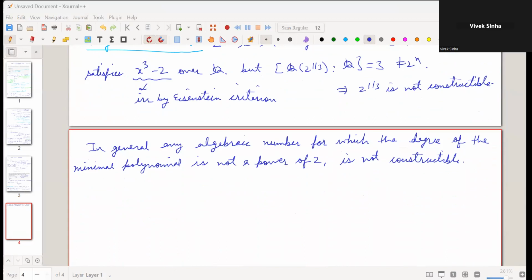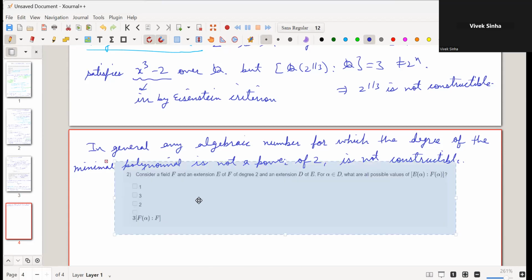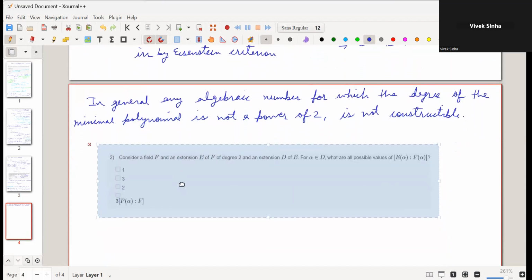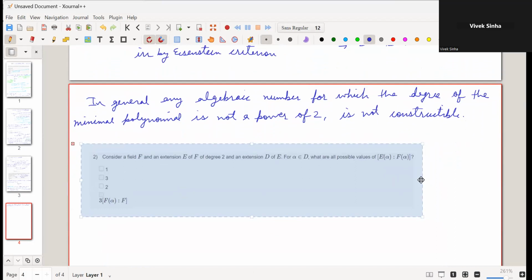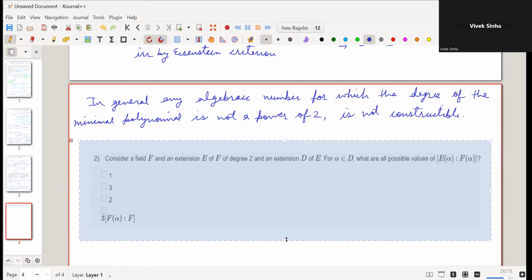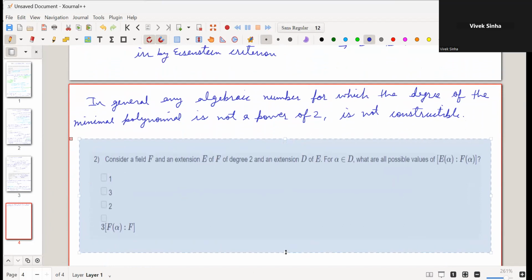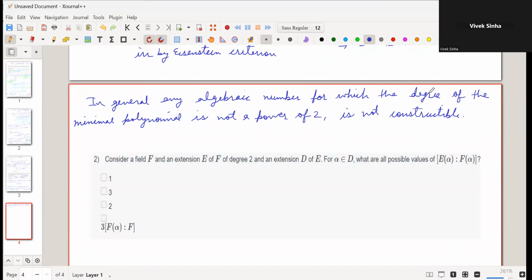Let me write the second one. Okay, so it says consider the field F and an extension E of F of degree 2 and an extension D of E, for alpha belonging to D. What are the possible values of [E(alpha):F(alpha)]?